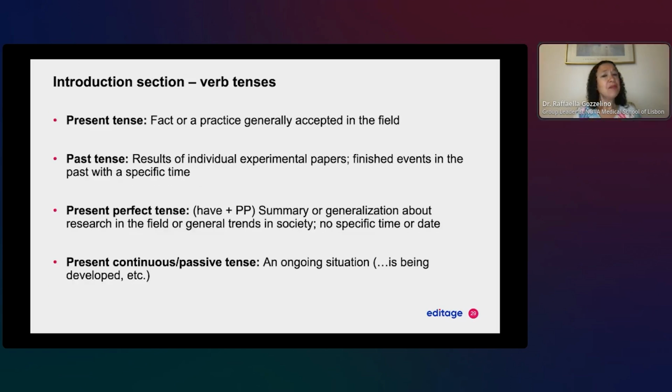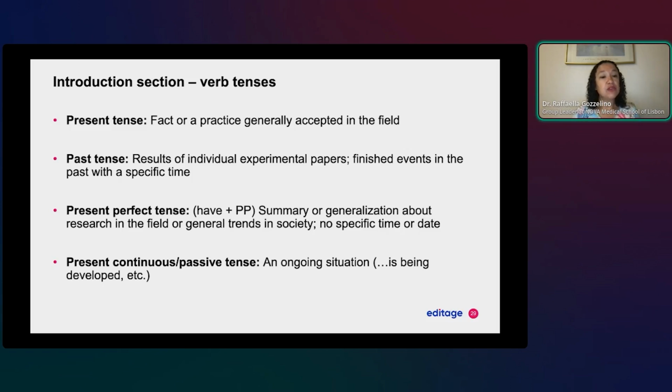Most of the time, students ask which verb tense they might use in the introduction. Those listed over here are all the verb tenses that you might want to use. Basically, the present tense regards a fact or a practice that is generally accepted in the field, while the past tense is for the results of individual experimental papers, so finished events in the past with a specific time. If you finished, then of course you need to use the past.